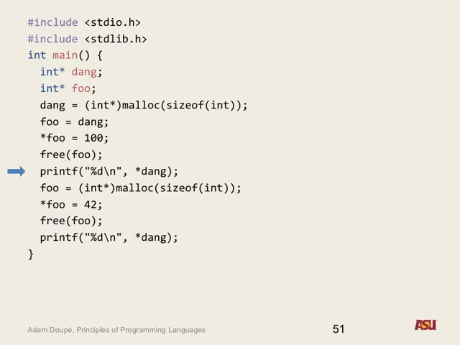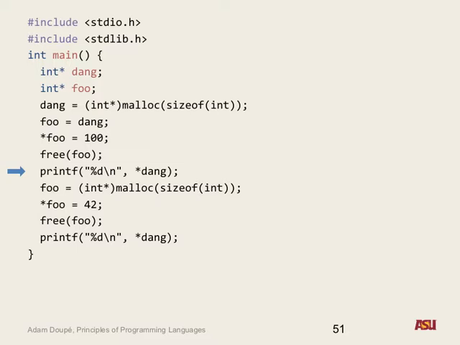What's the value inside the location associated with dang? The same address, which was the address returned by foo. So what happens when we print out this dereference? You should get an error. We want it to get an error.